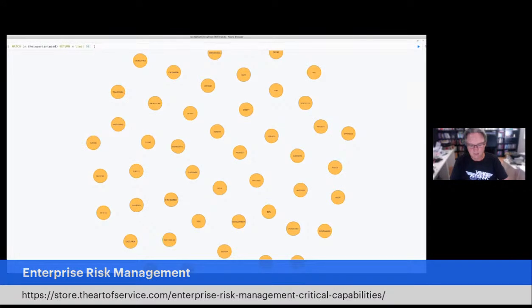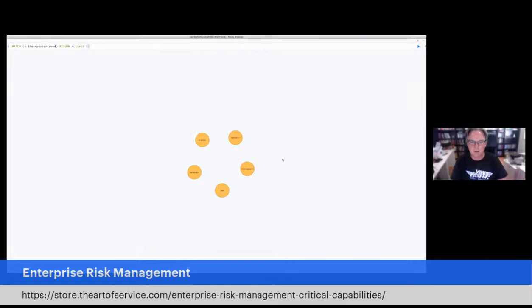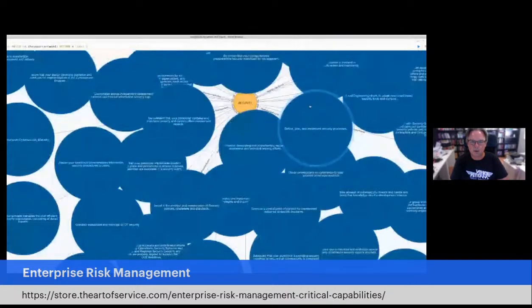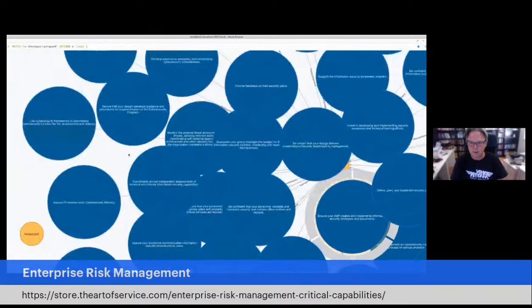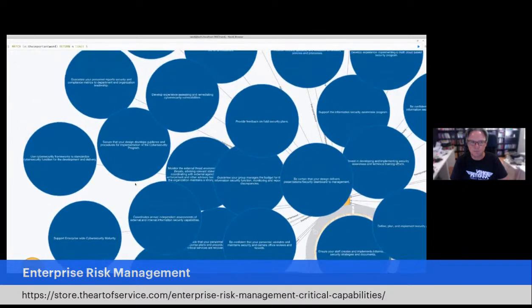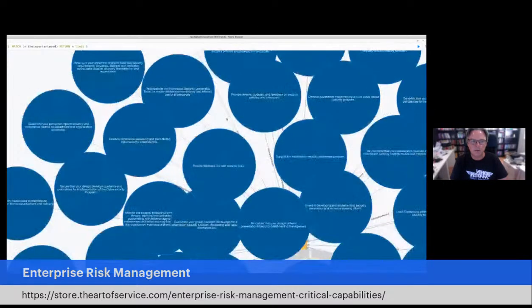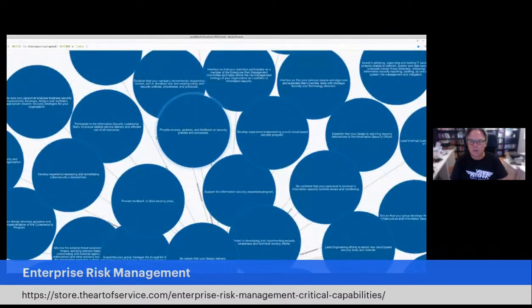So let's go down to 5, shall we? Let's see what comes up. Focusing on enterprise risk management. System, security, management, risk, manager. There we go. I want to have a look at security. There we go. Enterprise risk management, define, plan, and implement security processes. Ensure your staff creates and implements information security strategies and documents, etc., etc. Center of excellence in information security. Provide feedback on field security plans. All the things you need to do.